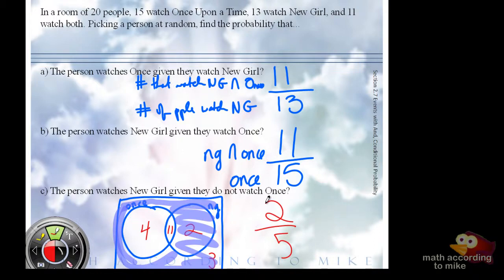If you did not have a Venn diagram, you could still do this problem. You would say in the denominator, do not watch Once. Well, there's 20 people in the room, 15 do watch, which means 5 don't. Out of the 13 people that watch New Girl, 11 happen to also watch Once, so we have to take those out. So we have a double complement going on here. If you're a visual person, I highly recommend drawing a Venn diagram.